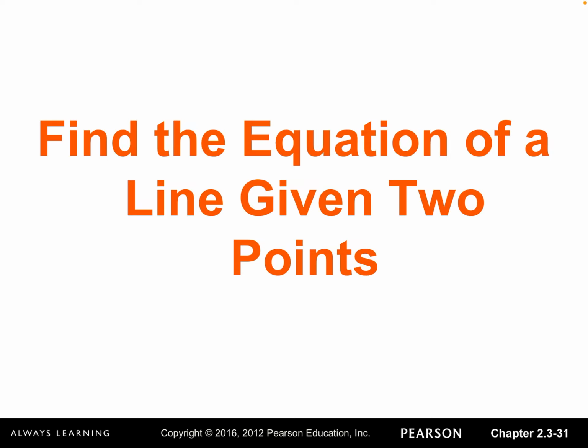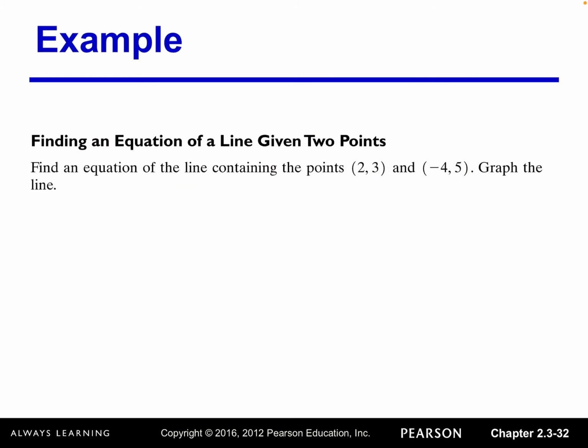This next topic, we're going to learn how to find equations of a line given 2 points. If the line contains the 2 points, we need to find the equation and then graph the line, as in this example. So first we denote the 2 points as x1, y1 and x2, y2. It really doesn't matter which point you denote as the first point and which the second point. They're the same. So given 2 points, first we need to find the slope.